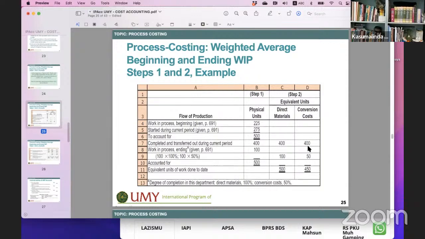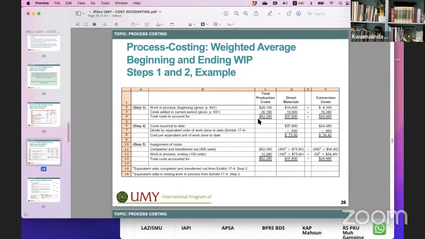Okay, and for conversion cost, we multiply the percentage of completion 50% with the units 100, we got 50 here for the conversion cost. Okay, and we sum up these two items. We got 500, the total equivalent units for direct material, and 450, the total equivalent units for conversion cost. Okay, and next, we'll calculate the cost per equivalent unit, but before that, we calculate the total cost to account for.